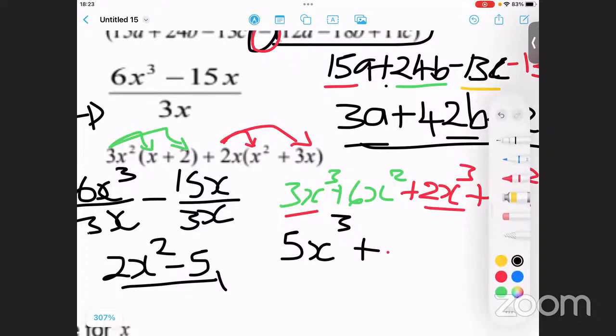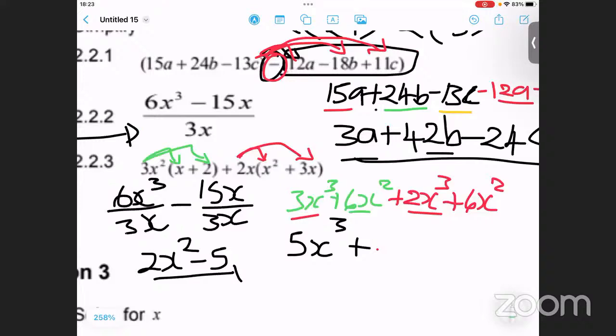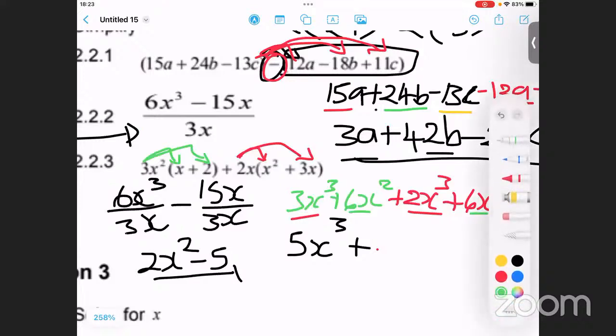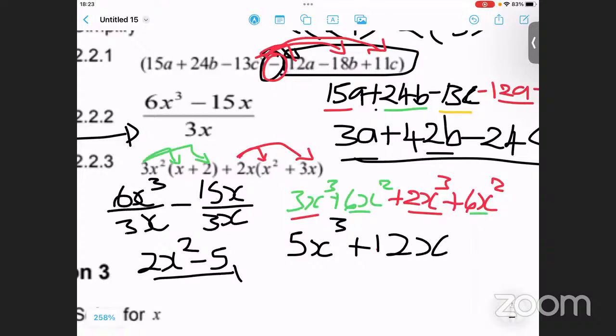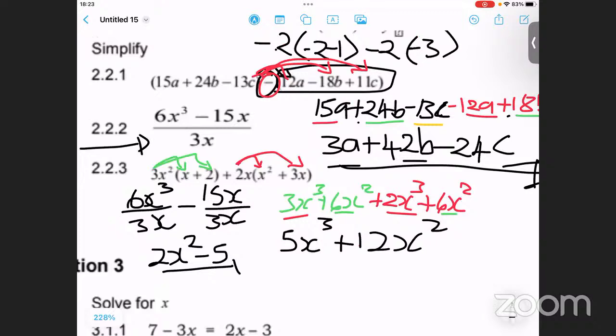And then I added my other like terms. 6x squared plus 6x squared is equal to 12x squared. And is this your final answer? Yes, ma'am. Okay. Is there somebody that got a different answer for this, 2.2.3?